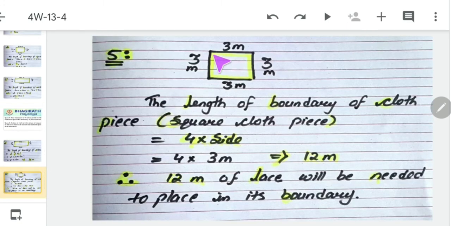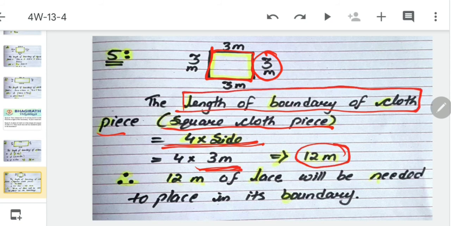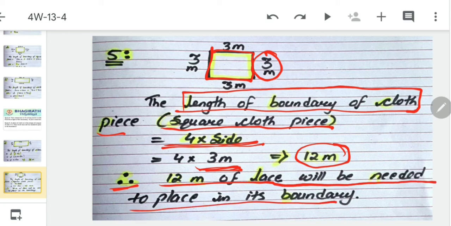So you can see this is the piece of a square cloth with side 3 meter each. So for the length of the boundary of the square shaped cloth, we can use our formula, which is 4 into side. Here side is given as 3 meter. So 4 into 3, that is 12 meter is the length of the boundary of this square shaped cloth. That is 12 meter of lace will be needed to place on its boundary.